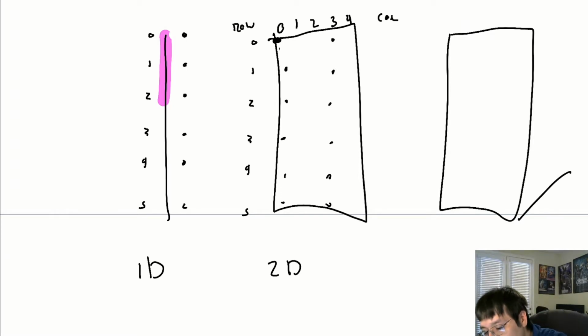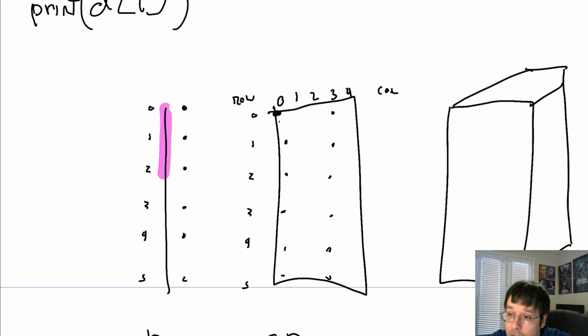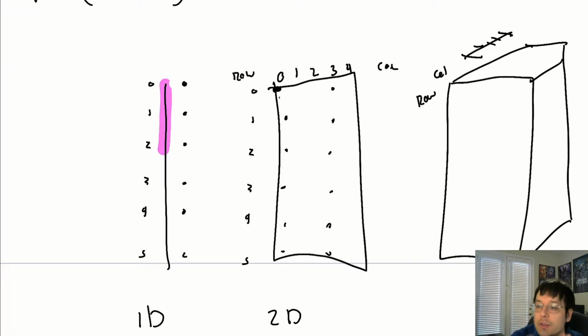3D is where things get more interesting. 3D is going to be a cube. So when you're thinking of a cube, you got all the same stuff that you get with the 2D object. So you get your rows and columns, but now you also have this depth, right? So you can think of it as stacking a bunch of tables on top of each other as long as they have the same number of rows and columns. Otherwise, that has a name too, called a ragged array, but I'm not going to talk about that.